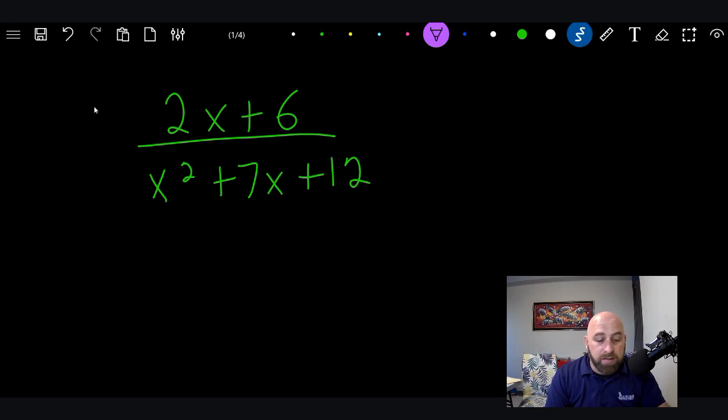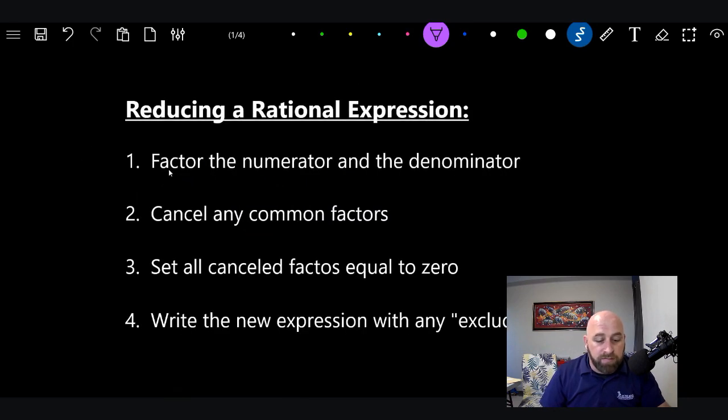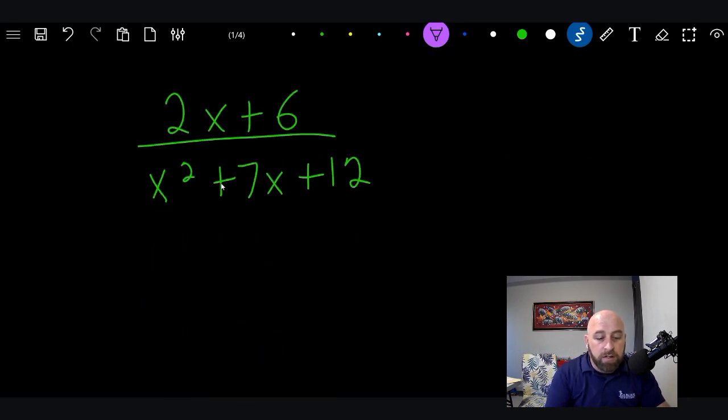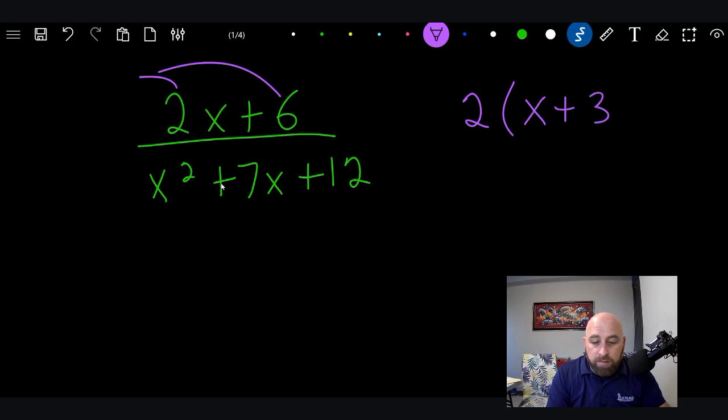Let's factor this. That's step number one, right? Yeah, factor the numerator and denominator. So how are we going to factor the top one? Well, this one, all we can do is pull out a common 2. So 2 is going to come outside, and we're going to end up with x plus 3. Okay, so that's our new numerator.